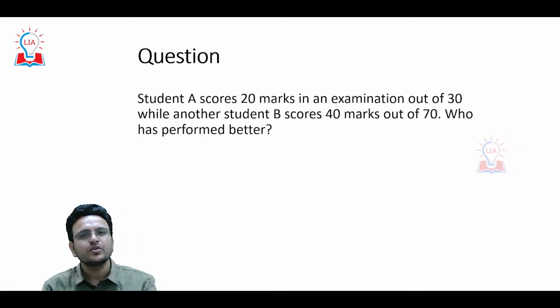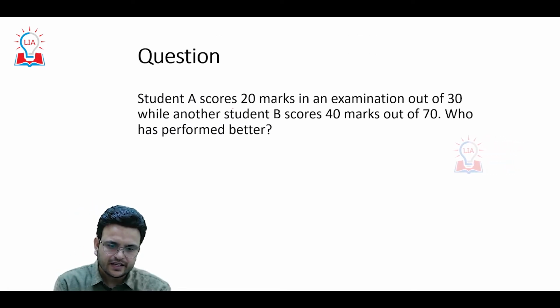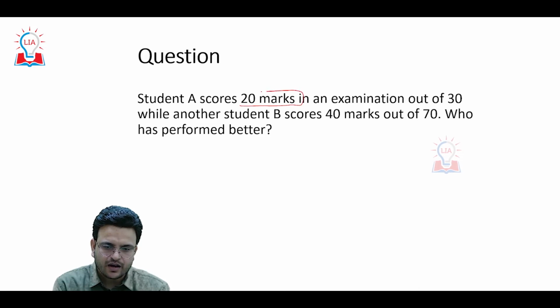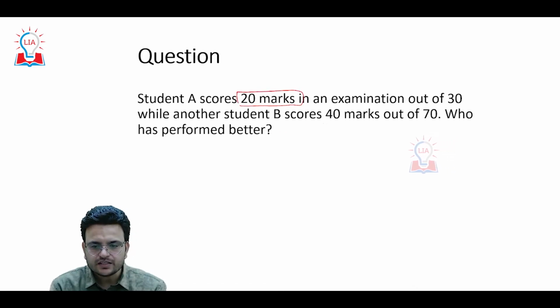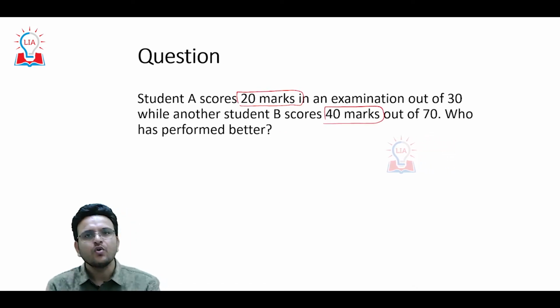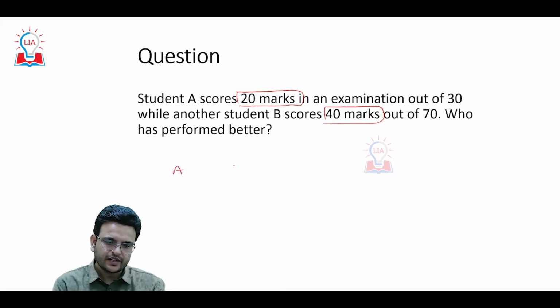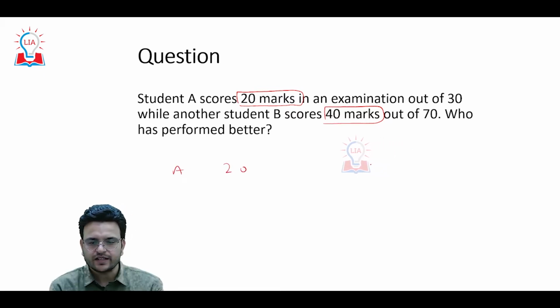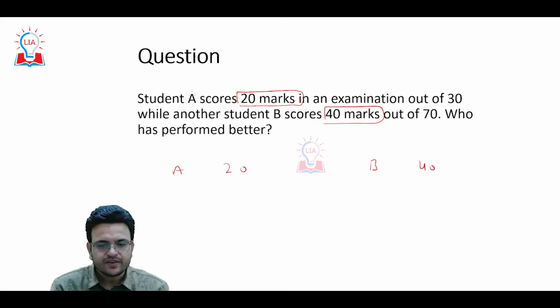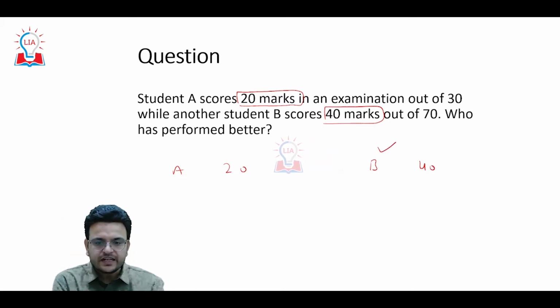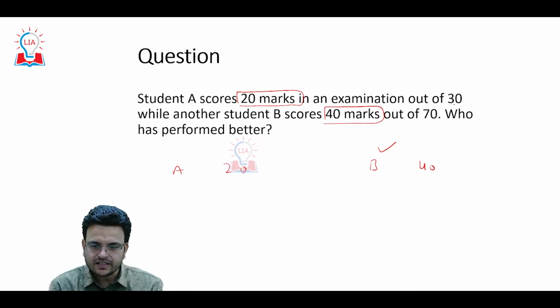Now one more question. If you see, student A scores 20 marks, student B scores 40 marks. Who performed well? Student A scored 20 marks, student B scored 40 marks. It looks like B performed very well. But if you read the question carefully, A scored 20 marks in an examination out of 30.